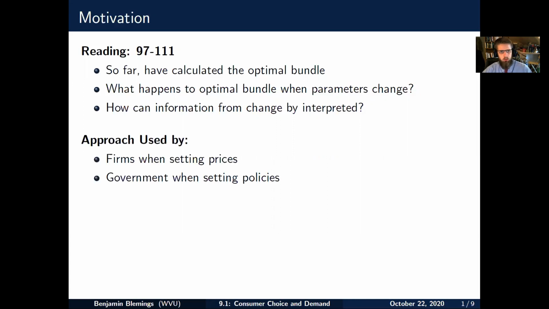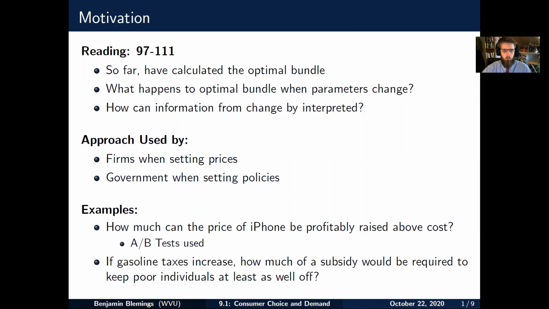So this approach is used by firms when setting prices and government when setting policies. Some examples would be, how much can the price of an iPhone be profitably raised above costs? A lot of economists make a lot of money from this, by randomly testing what small changes in price do to quantity demanded using these A/B tests.